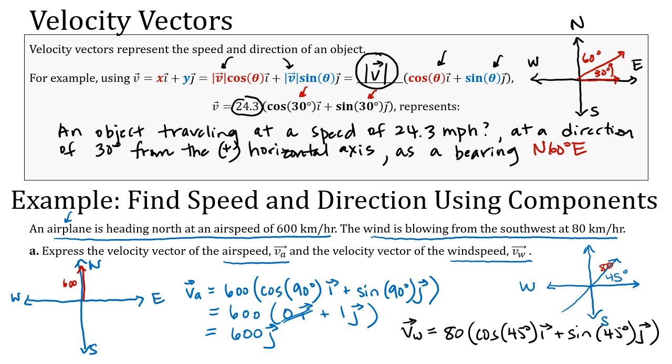Now, if you're ever given an angle measure that you don't have memorized what the value is, then it might be appropriate to use a calculator. In this particular case, I think we can say what those are equal to. Both the sine and the cosine of 45 degrees is the square root of 2 over 2. So this is going to be 80 times the square root of 2 over 2 i plus the square root of 2 over 2 j. And if I distribute that 80 through, I get 40 root 2 i plus 40 root 2 j.